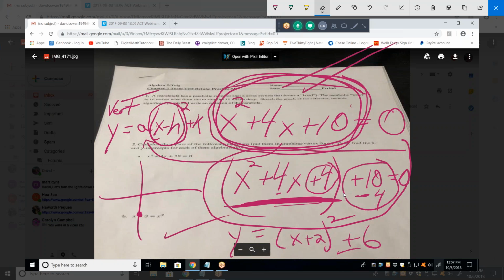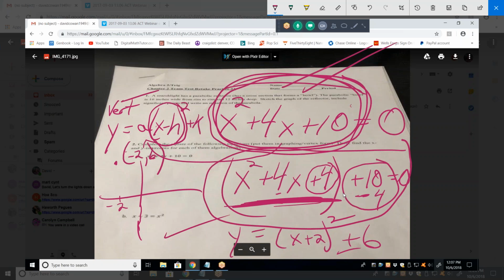Hold on, I screwed up here. Let me erase that. So the x coordinate is at -2. The y coordinate is at positive 6. So I'm going to label that point -2, 6.